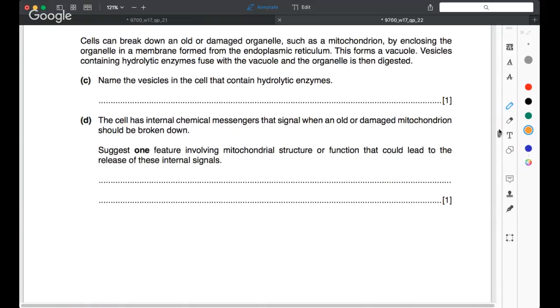So a receptor. The outer cell surface membrane of the mitochondria can contain a receptor which allows the lysosome to enclose the mitochondria. Well, you're right, but read question D again specifically.